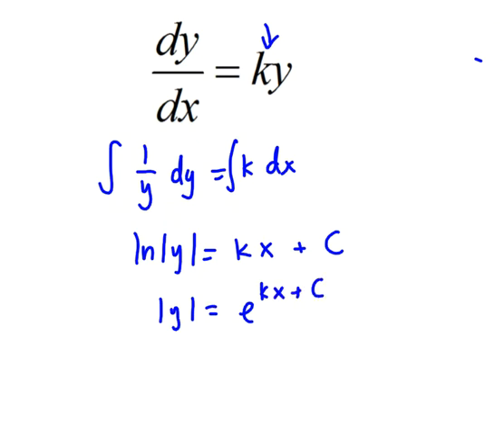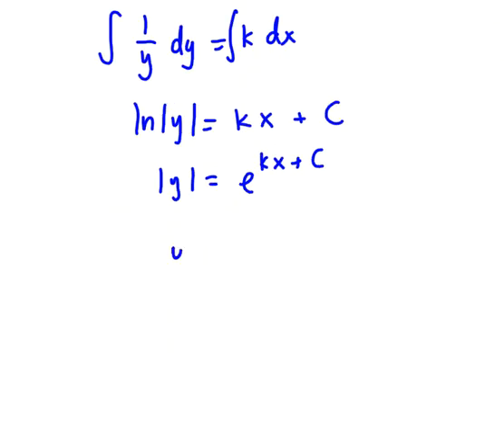Sometimes we might just write y equals e to the kx plus c, because if we're talking about a population, the people would be positive. We wouldn't have to worry about having negative people, unless we're thinking about zombies or something. So we would have something along these lines.